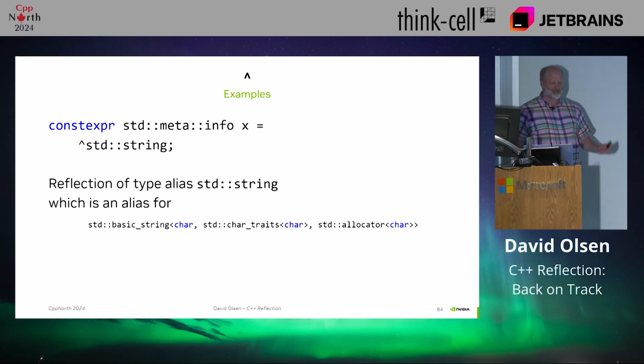If we take the reflection of std string, that's a reflection of the alias std string. Remember, std string is a type alias for basic string with a bunch of arguments. In the core language, an alias and the type that it aliases are identical. There's no way to distinguish them. But in reflection, they are separate. You can get a reflection of the alias itself, and then you can convert that into its underlying type.